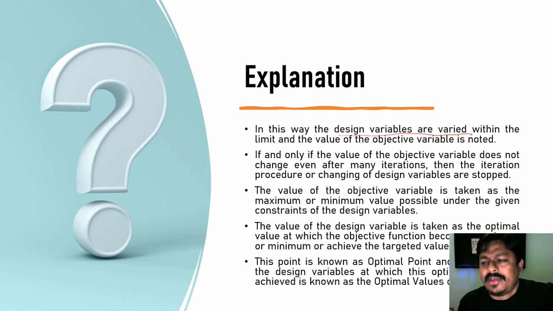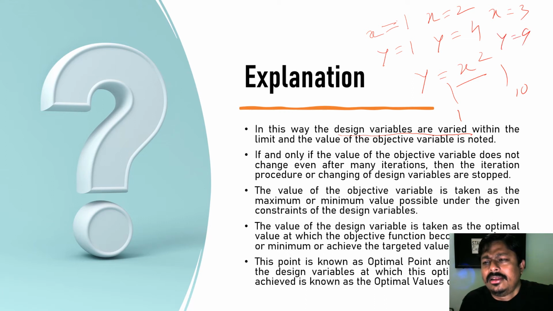And the value of the objective variable is noted. y = x², right? If the limits are like this, you can vary x from 1 to 10. Let us take x only as an integer to shorten the optimization process. When x = 1, y = 1. When x = 2, what will be y? y = 4. When x = 3, y = 9. Then when x is 4, y will be 16; 5, 25; 6, 36; 7, 49; 8, 64; 9, 81; and 10, 100.